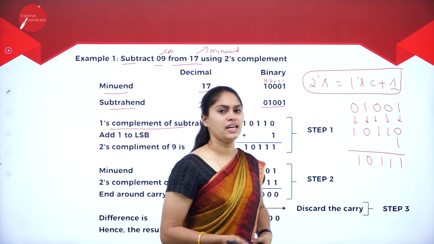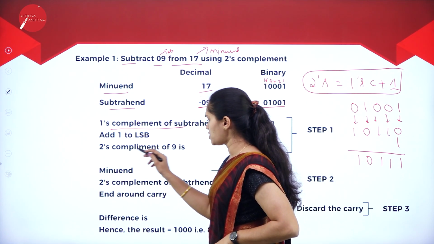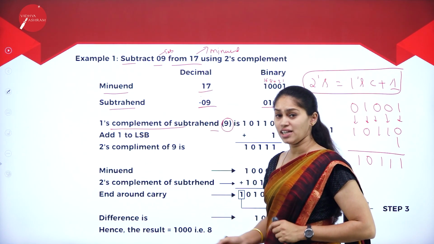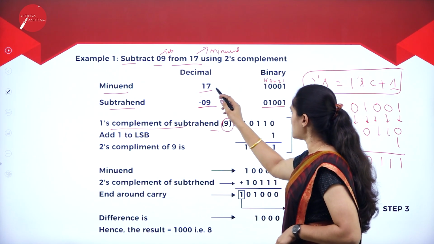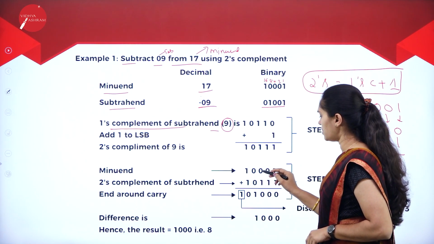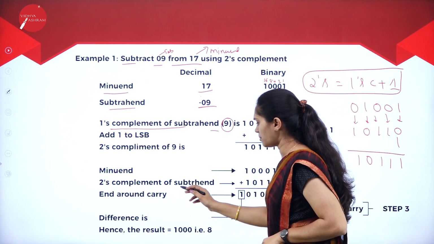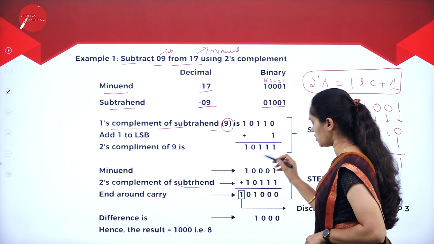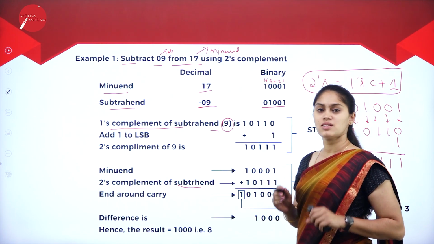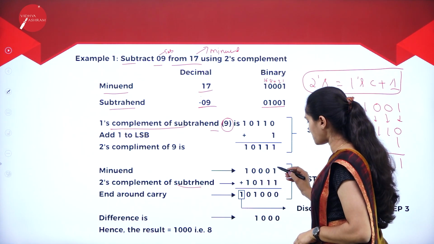Okay, so in the next step we have to add this two's complemented subtrahend with the minuend, that is the greater value. So the minuend is 17, the value is 10001. Then the two's complement of the subtrahend that we are going to get is 10111. So now we have to perform the addition. We'll see the addition now.